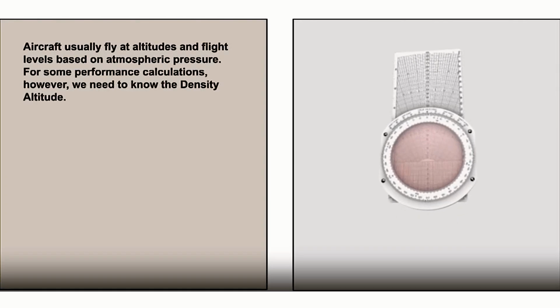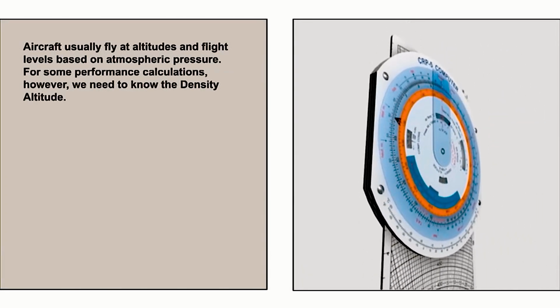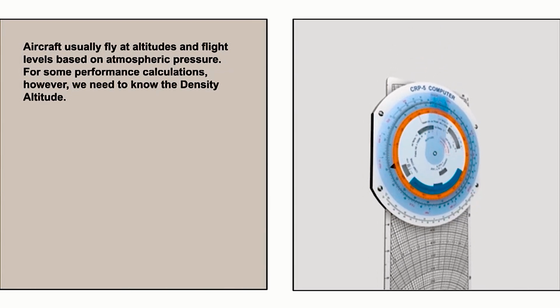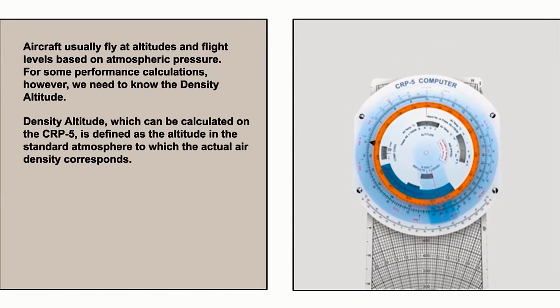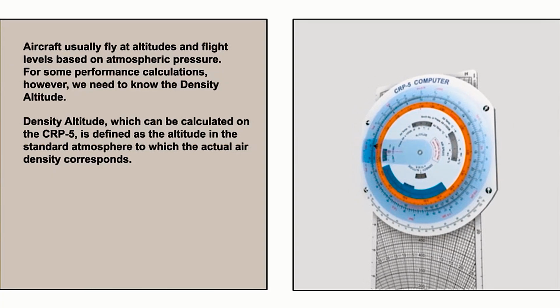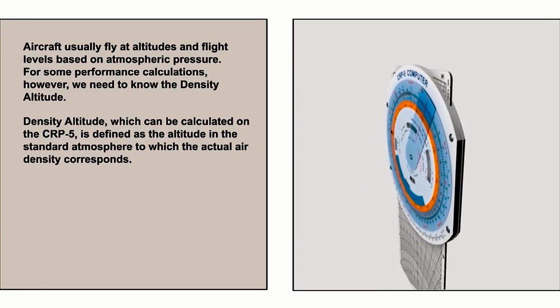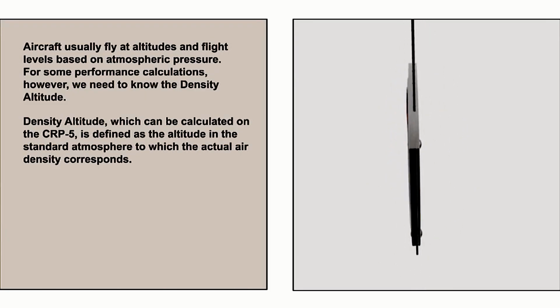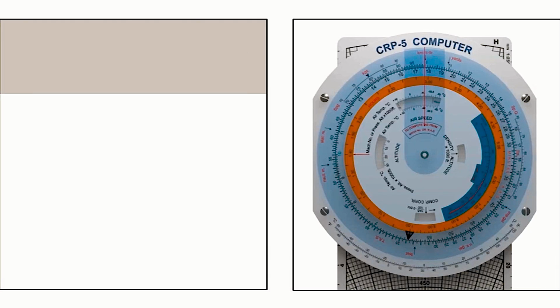Aircraft usually fly at altitudes and flight levels based on atmospheric pressure. For some performance calculations, however, we need to know the density altitude. Density altitude, which can be calculated on the CRP-5, is defined as the altitude in the standard atmosphere to which the actual air density corresponds. Now we will look at using the CRP-5 to compute density altitude.